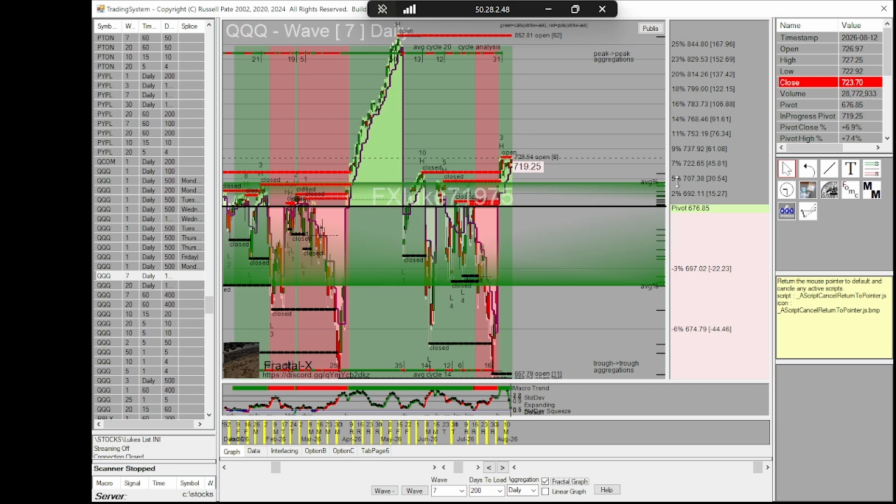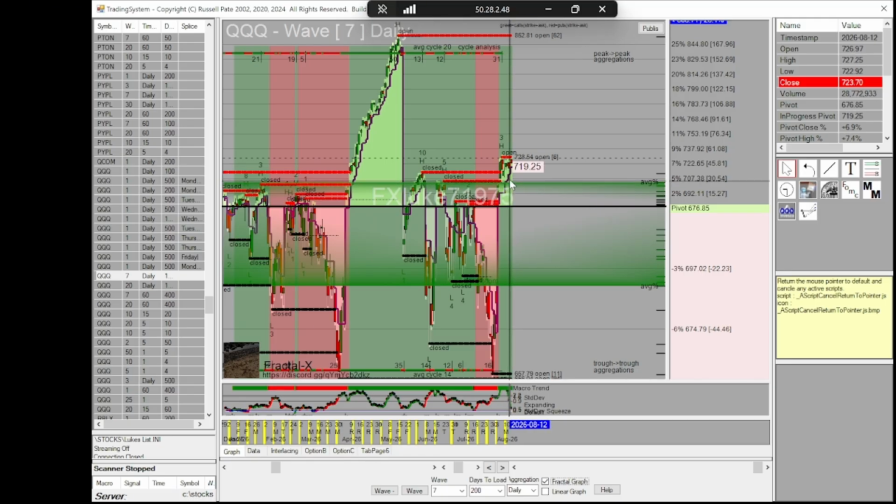And when we see a cluster of them, it becomes stronger resistance or support, because it's telling you that in prior history, the thicker the cluster, the more times that price has ended at that position. Okay, so it's telling you where buying or selling trends have ended.